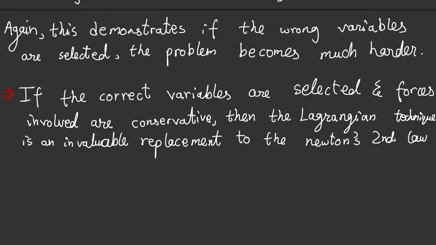Yeah, so if the correct variables are selected and only conservative forces are involved, then the Lagrangian technique is extremely helpful. And many times, especially in some oscillation problems, SHM, this is the method compared to traditional F equal to ma. Try solving your next SHM problem with the Lagrangian, provided all the conditions apply. You'll feel Lagrangian is a good method.